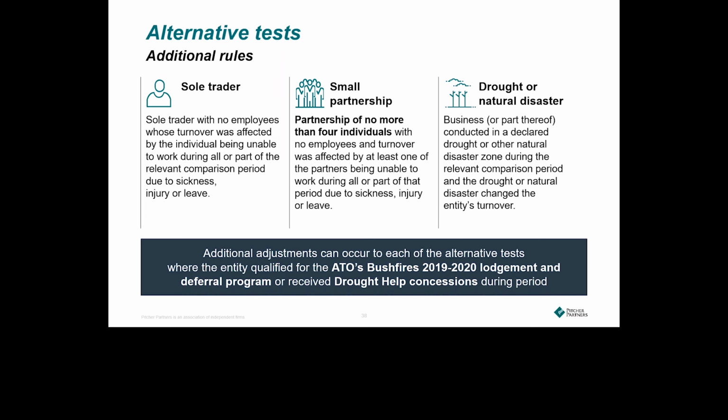And lastly, note that we didn't go into these when we discussed the main 4 tests, but each of them has special adjustments for entities that qualified for bushfires, lodgement deferral programs, or are able to receive these drought help concessions offered by the ATO, which again could just modify what your comparison period is to cater for those situations. But they just create another level of complexity. So we probably don't have time to go into those, but just be aware if those things do affect you, there can be a further set of tests available.